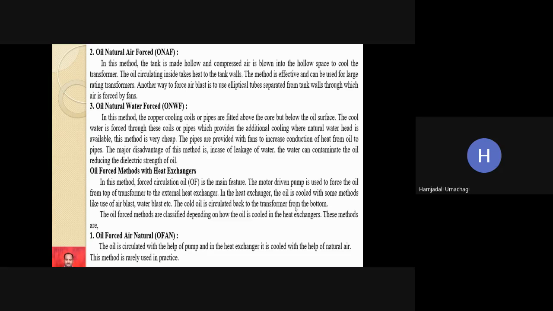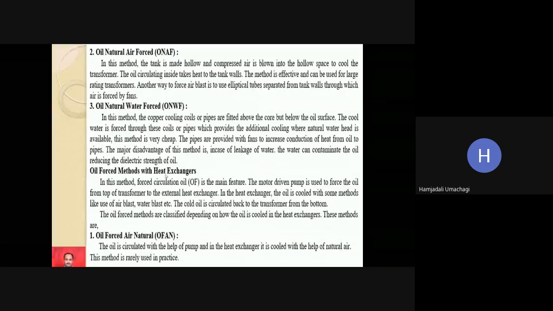So here what will happen is, some compressed oil, with the help of an electric motor pump, we are going to send from the top of the transformer. Then that compressed oil will carry the heat, and it will be sent to the external heat exchanger, and in the heat exchanger the oil will once again be cooled by a water forced or air forced method, and the same oil is sent back to the transformer tank. So this oil will be recirculated again and again. This is all about oil forced methods with heat exchanger.